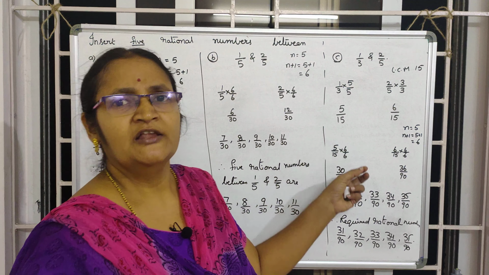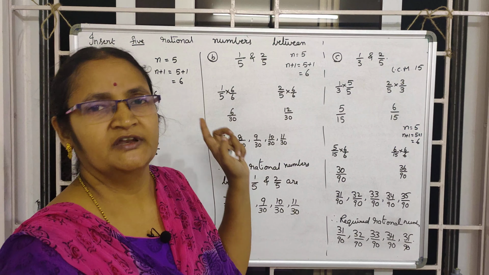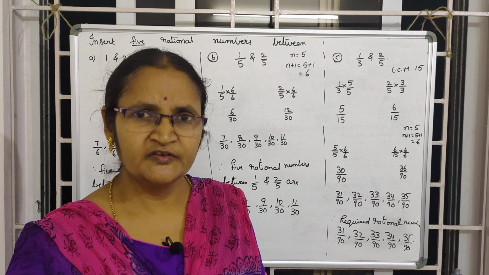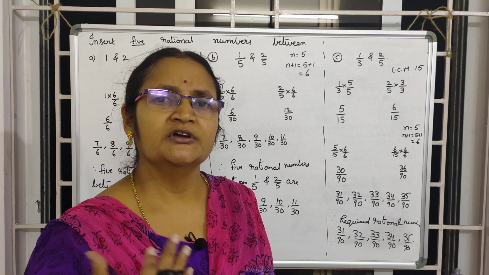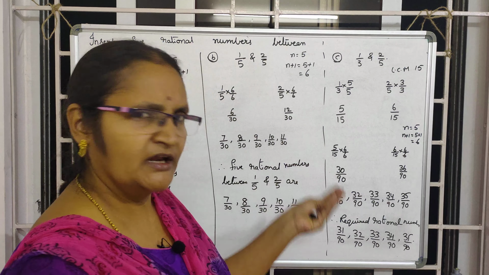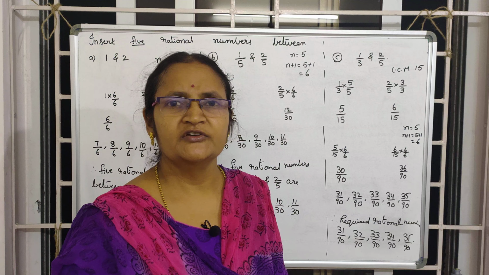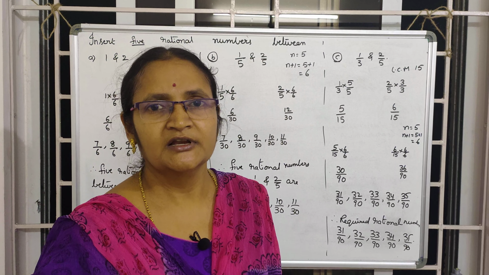Here, will the n value always be 5 only? No, it depends upon the given question. If they are asking us to find 6 rational numbers, n will become 6. If they are asking us to find 10 rational numbers between them, n will become 10. And do only 5 or 10 exist between any two rational numbers? No. There are infinitely many rational numbers that exist. Clear? Thank you.